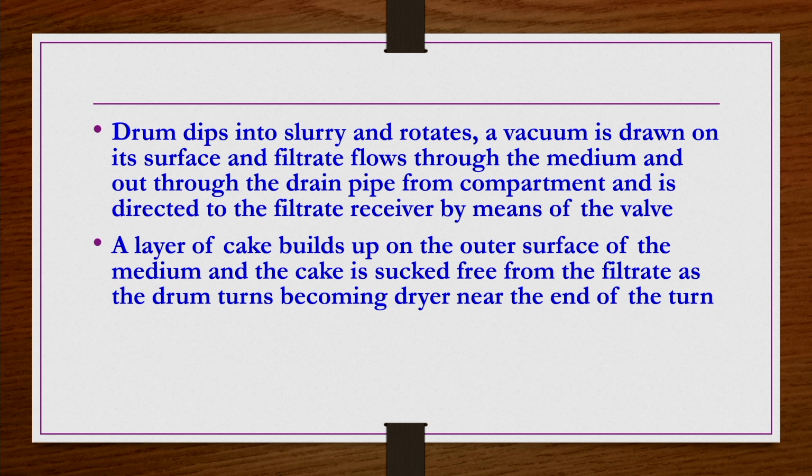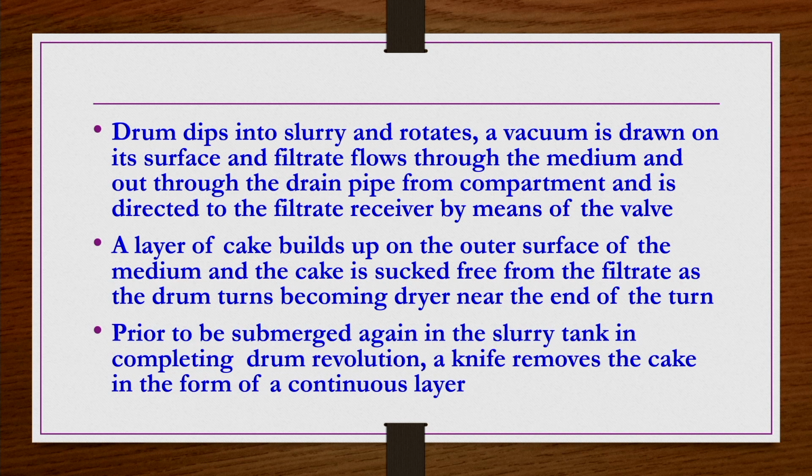A layer of cake builds up on the outer surface of the medium, and the cake is sucked free of filtrate as the drum turns, becoming drier near the end of the turn. Prior to being submerged again in the slurry tank, completing the drum revolution, a knife removes the cake in the form of a continuous layer, so that a fresh surface of the filter medium is exposed for further separation when that portion goes inside the slurry tank as the drum rotates.